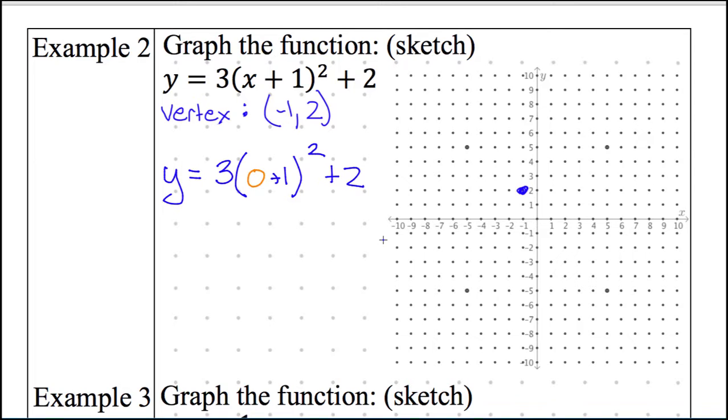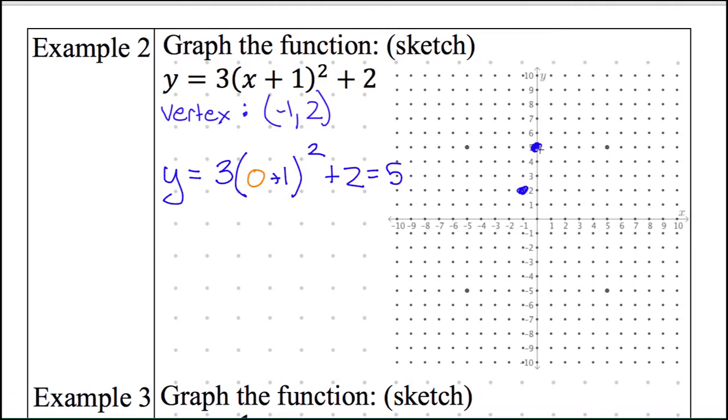Let's do some mental math. Ready? You're going to call it out. 0 plus 1 is 1. 1 squared is 1. 1 times 3 is 3. 3 plus 2 is 5. Okay, our y-coordinate is 5. Good job, guys. The y-intercept that we just found is 5. Let's come up here to the y-intercept and mark that on our graph.